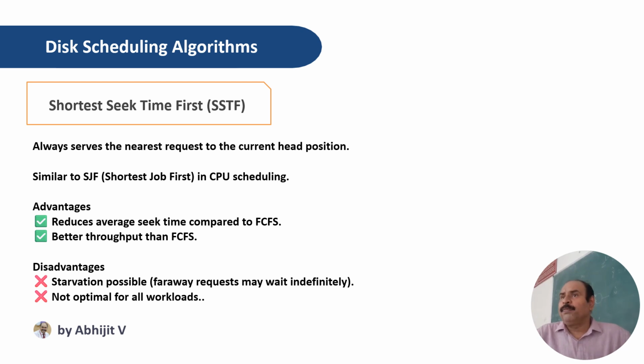The second type of algorithm, number 2, is called shortest seek time first, SSTF. The request having the least seek time is given the first preference. So, disk scheduling algorithms: the first one is first come, first serve. The second one is where the shortest seek time is given the first preference.